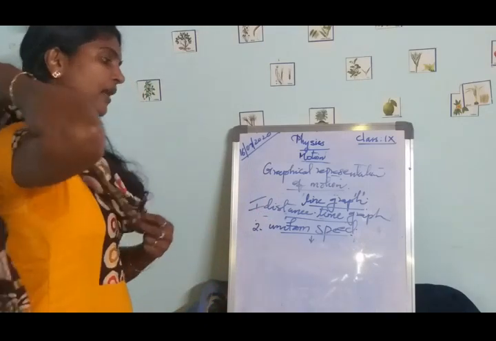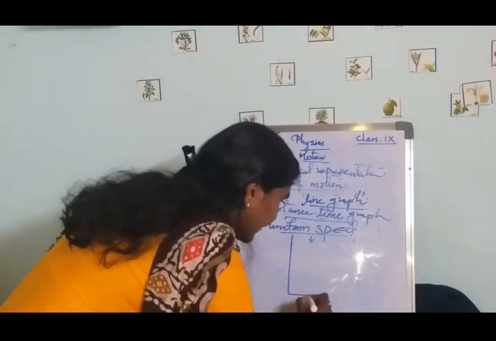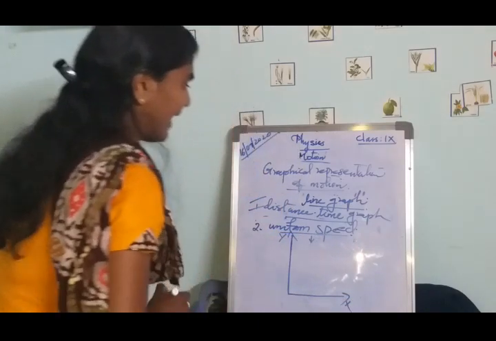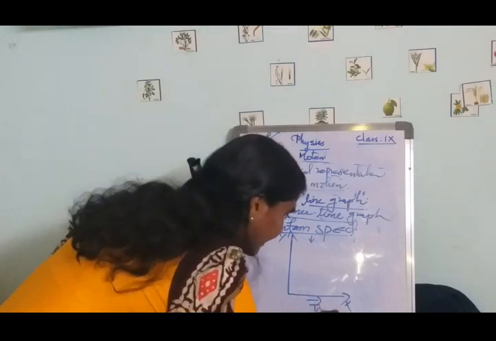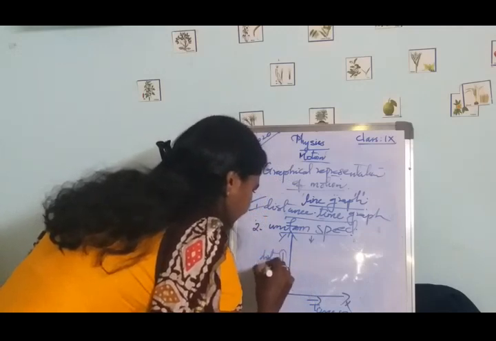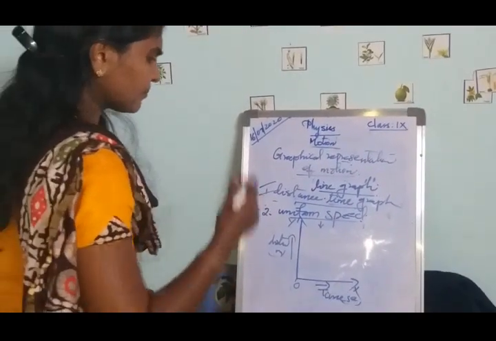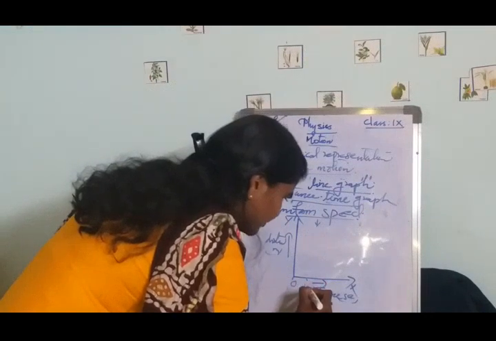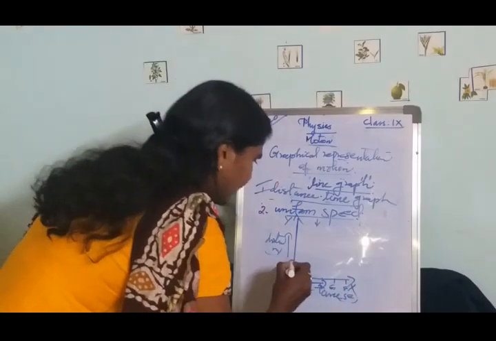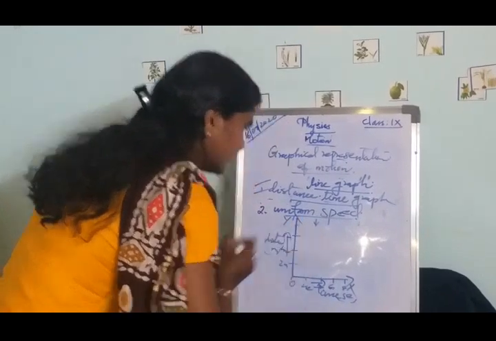Then how can we draw the distance time graph for an object in uniform speed? The same as above, we have two axes, the x-axis and the y-axis. Here also, along the x-axis is time in seconds, and along the y-axis is distance in meters. Here we represent the origin, and then 2 seconds, 4 seconds, 6 seconds and 8 seconds. Here also we represent 2 meters, then 4 meters, 6 meters, like that.